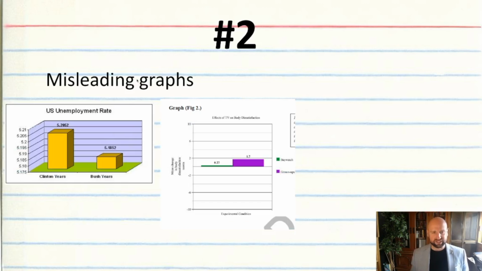This is such a common problem, and I get it, right? You want to exaggerate the effect of your study. You want to show, hey, look, we've got a big effect here. What I see a lot in students' IAs are graphs like this over here in the corner. A big difference. Wow, look at this.